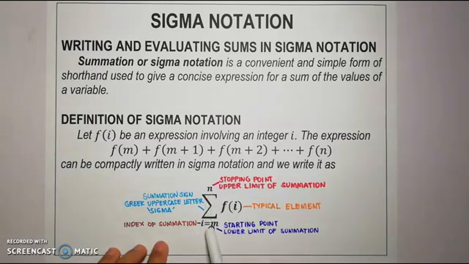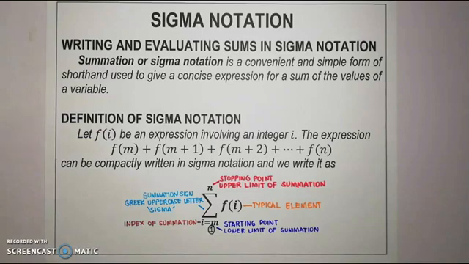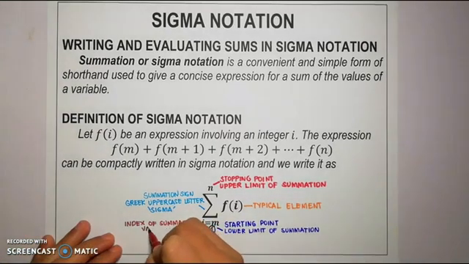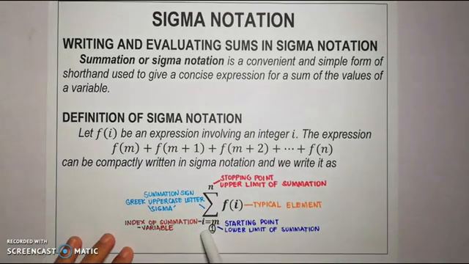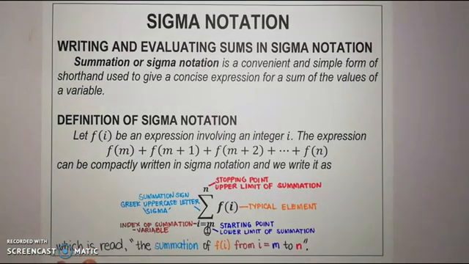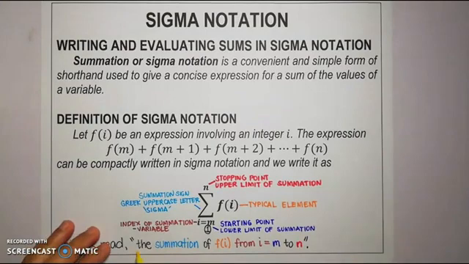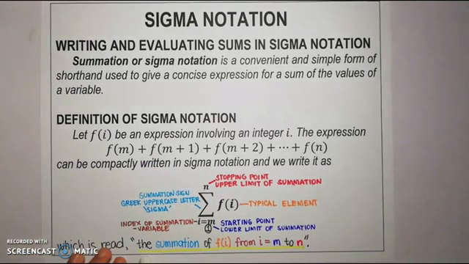And it depends upon what values for m and n we will have to get the sum. The index of summation can be changed. It's not always letter i because it is a variable. It depends upon the problem on what variable we are going to use. So that's it for the parts. And in order to read this notation, we will read it as the summation of f of i from i equals m to n, or from m to n.